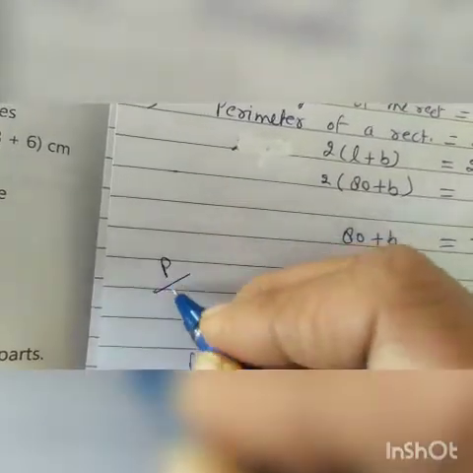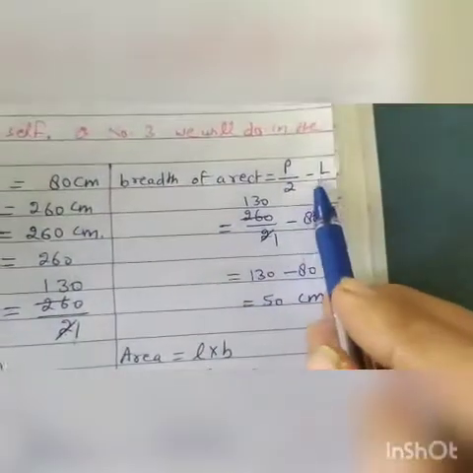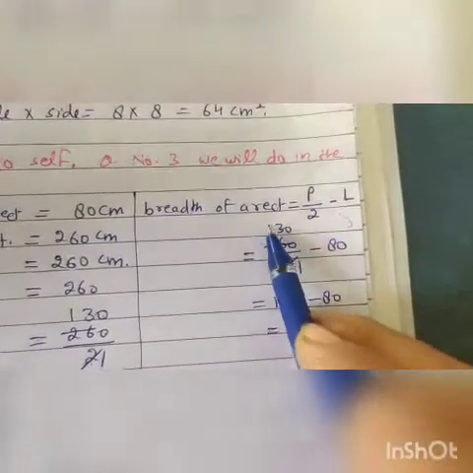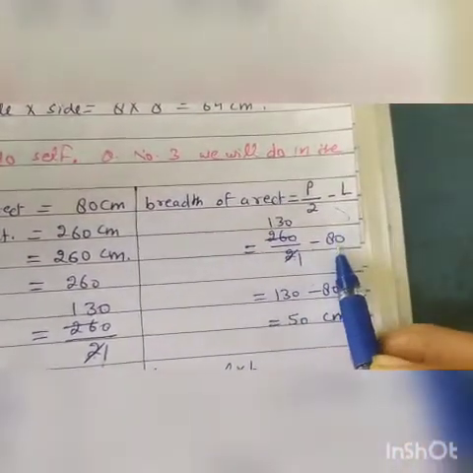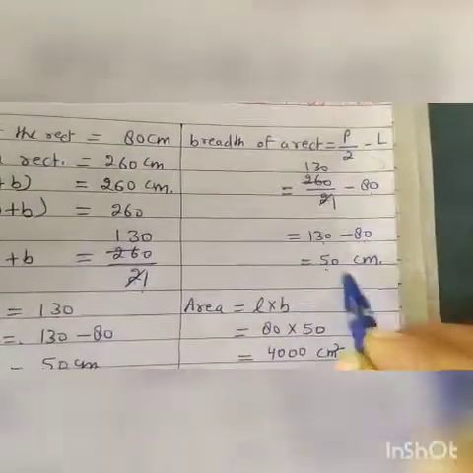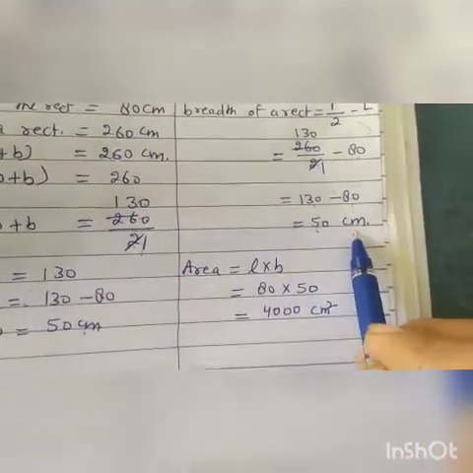This formula is P upon 2 minus L. So P upon 2 minus L. P is 260 upon 2, which is 130. Minus L is 80. So 130 minus 80 is 50 centimeter. We had to find the breadth, and we found out the breadth is 50 centimeter.